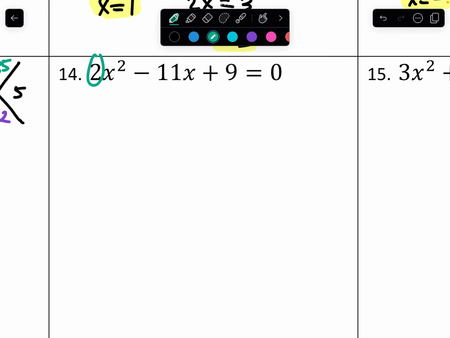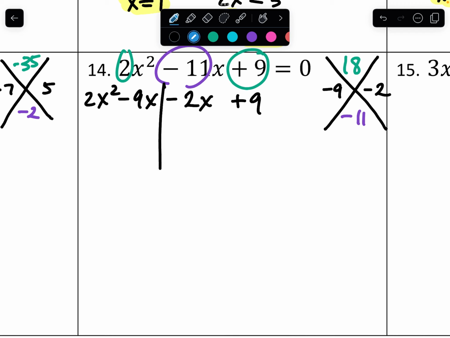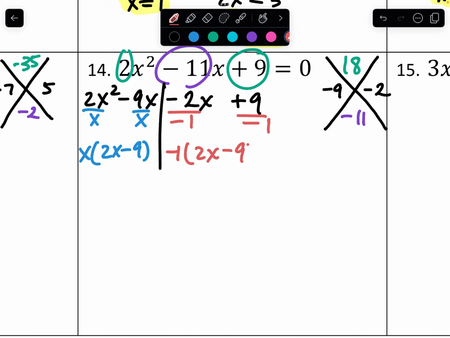Right here, a times c is 18. And then our b value is negative 11. And so that would be negative 9 and negative 2. And so we can get an x out of the first pair, leaving behind a 2x minus 9. We can get a negative and just a 1 out of the second pair, leaving a 2x minus 9.